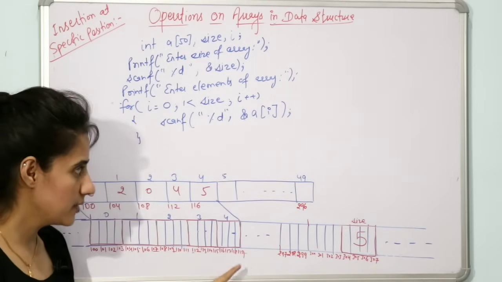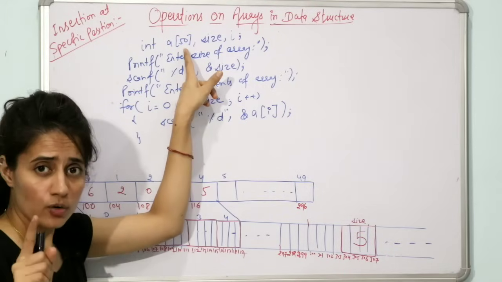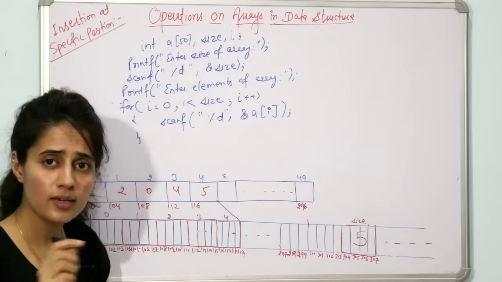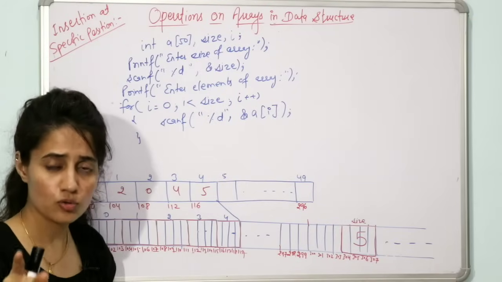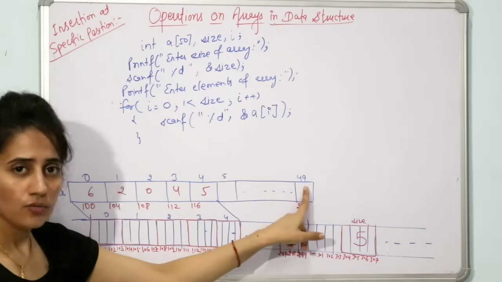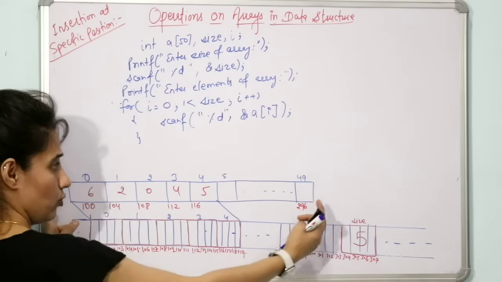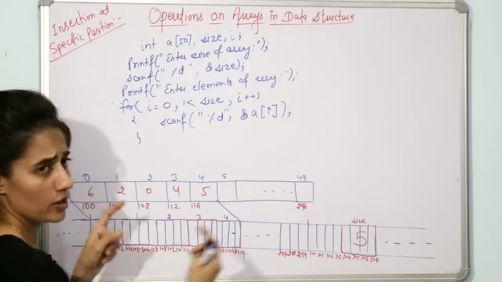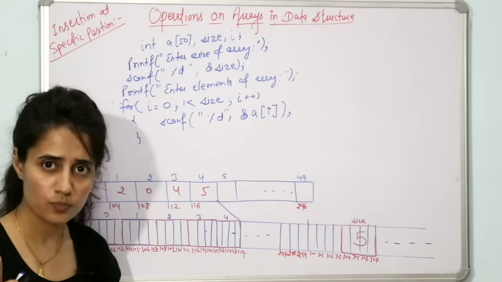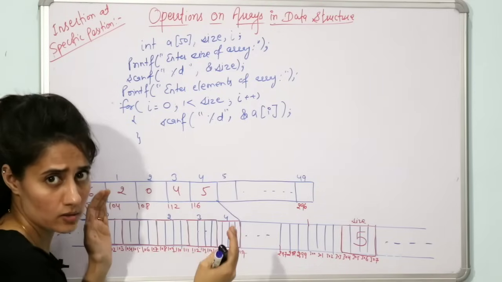See, I am going to take the same example. Array size is 50. Now first of all you have to take care of this thing. If the array is full, that is an overflow condition, you cannot insert. So in the program you have to write that condition also. From 0 to 49 we have index, this address would be 296. So if you have inserted all the 50 values, then you cannot insert any other value. If the array is not full, then you can insert.